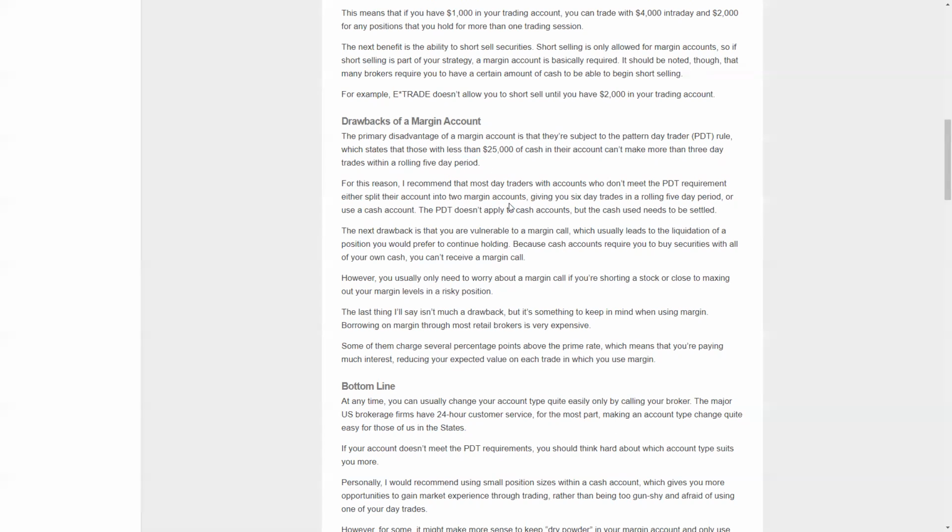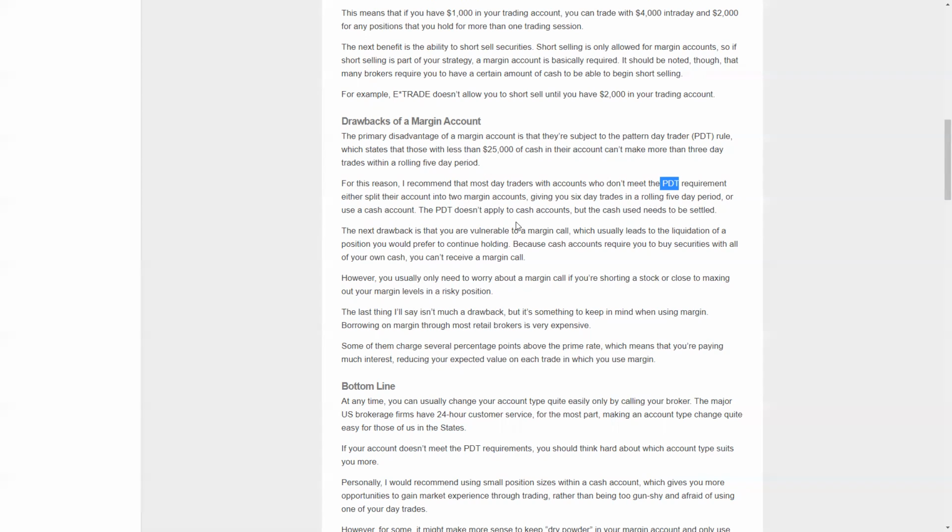For this reason, I recommend that most day traders with accounts who do not meet this PDT requirement or don't have over the 25K either split their account into two margin accounts, giving you 6 day trades in a rolling 5-day period, or even use that cash account. Okay.